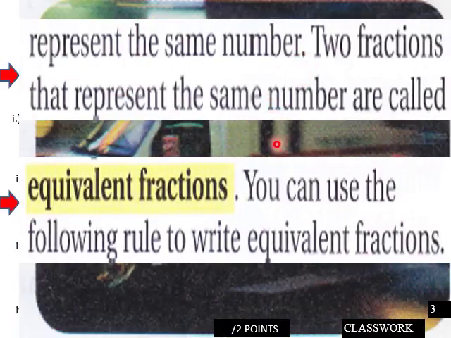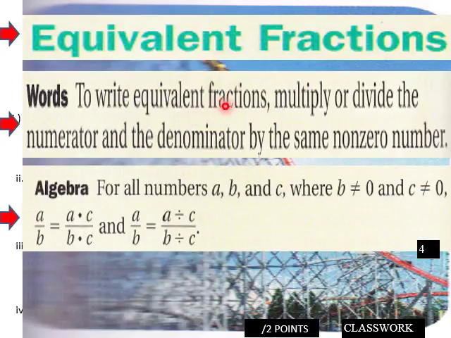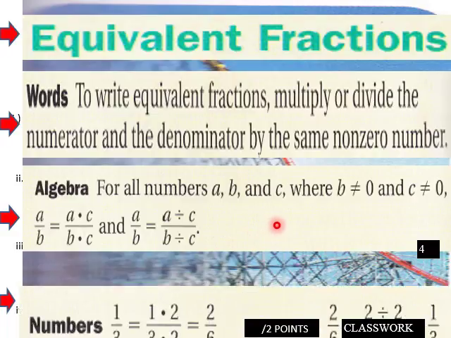Two fractions that represent the same number are called equivalent fractions. Use the following rule to write equivalent fractions: multiply or divide the numerator and denominator by the same non-zero number. So for all numbers a, b, and c, where b cannot equal 0 and c cannot equal 0, a over b is the same thing as a times c over b times c. If you multiply your numerator and denominator by the same number, you get a fraction that is still equivalent to a over b. Also, a over b equals a divided by c over b divided by c, so you can go right back to your original fraction.